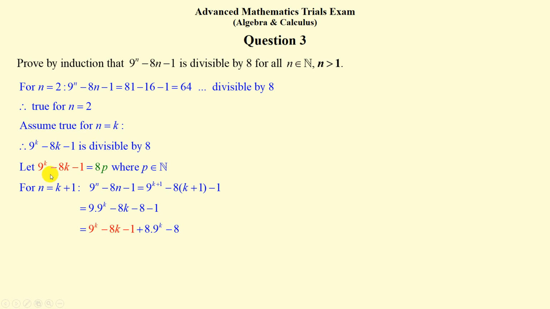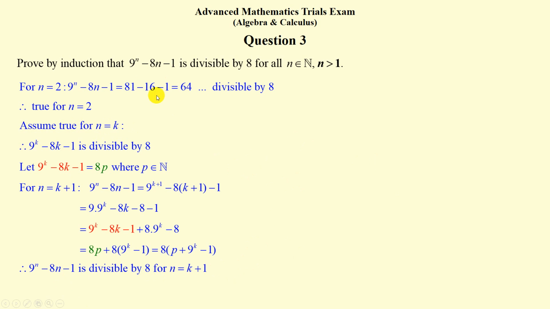Now look at the red, there's our minus 8p. And we can factorize those, taking out a common 8. Well, that very clearly is divisible by 8 now. We have a common factor of 8 between those two terms. So therefore we can say that 9 to the n is divisible by 8 for n equal to k plus 1. And because it's based on the fact that we assume true for n equal to k, we now have induction.